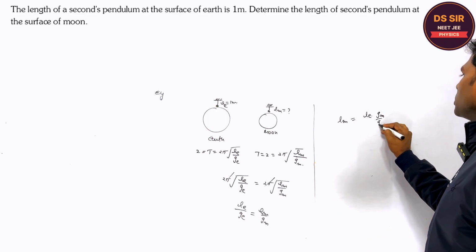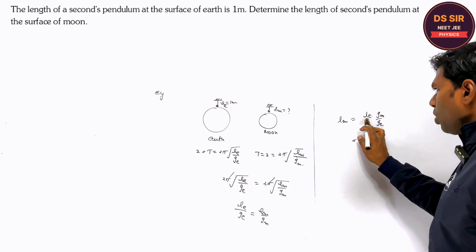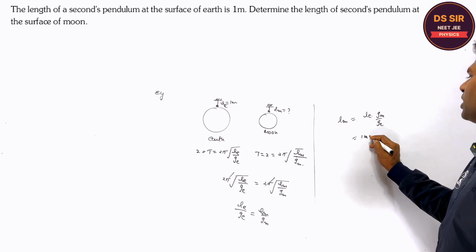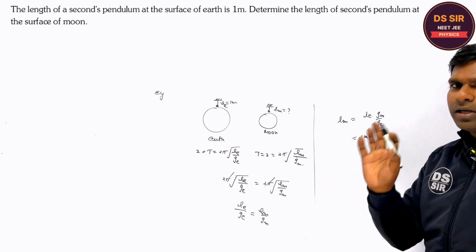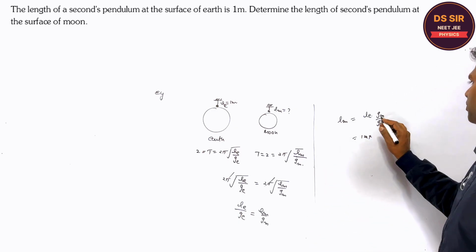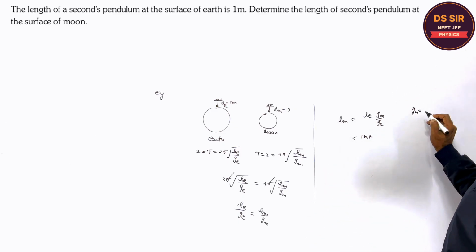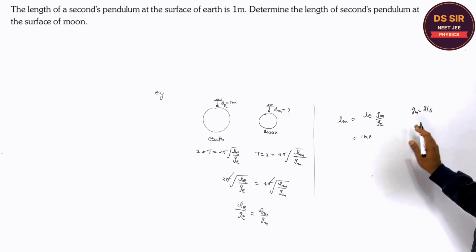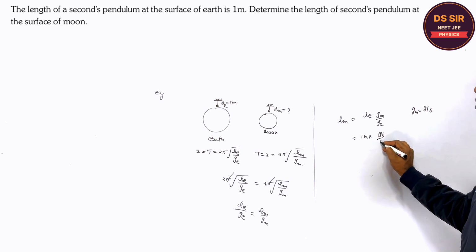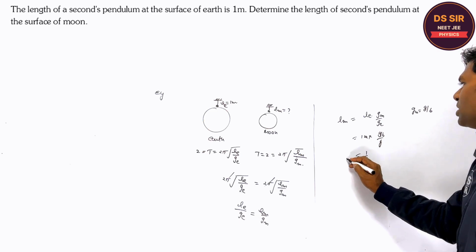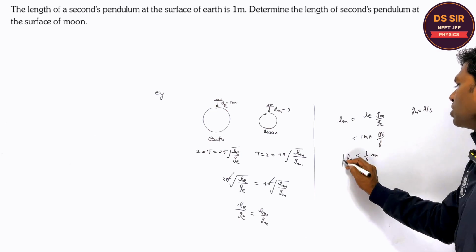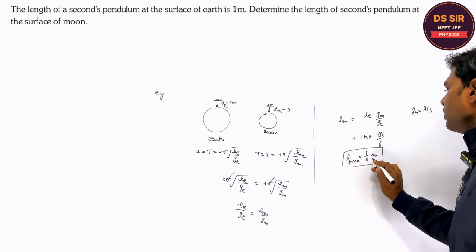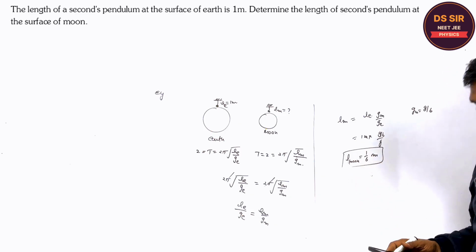So you tell me, what is the length of the second pendulum on the moon? Lm equals Le times Gm upon Ge. The length of the second pendulum on the earth is 1 meter, although it is given in the question, but you must remember, right? The value of g on the moon is g by 6. You have to also remember this. So g by 6 upon g, so the answer is 1 by 6 meter. So the length of the second pendulum on the moon will be equal to 1 by 6 meter, right?